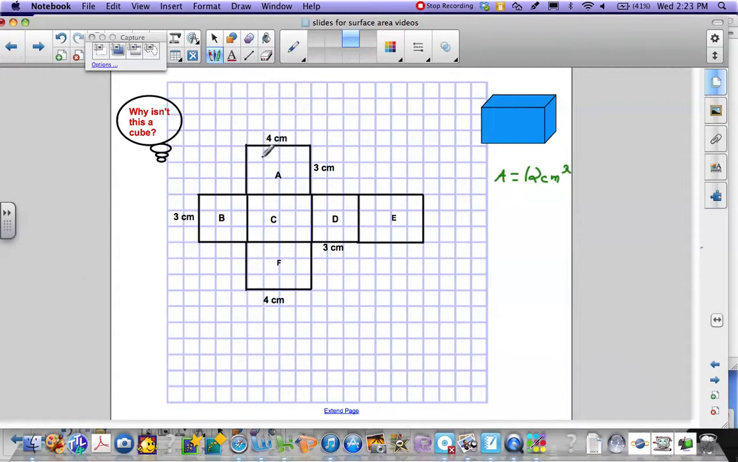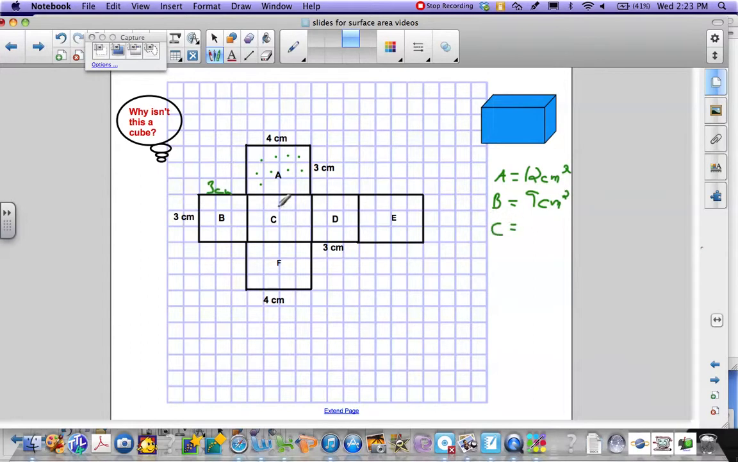And remember, area is the number of square units that will fit inside a figure without overlapping. So you can see there's 1, 2, 3, 4, 5, 6, 7, 8, 9, 10, 11, 12. So we're going to find the area of each figure and add them all together. You can see B is a square. This side is 3. This side is also 3. So we're going to do the length times the width and get 9 centimeters square.